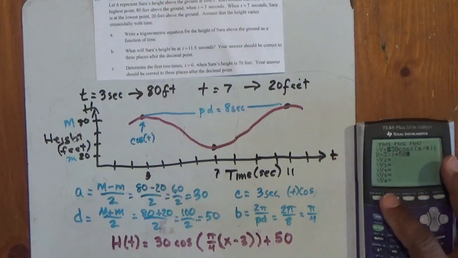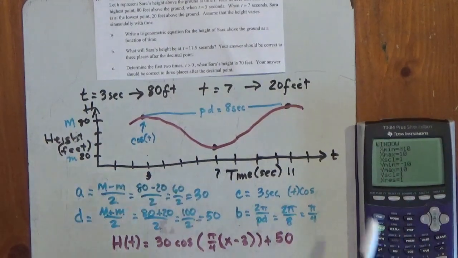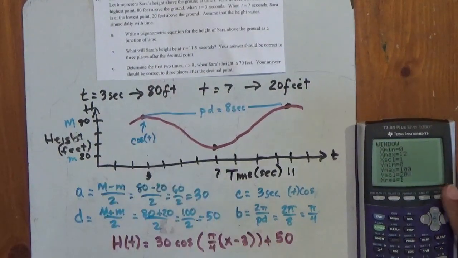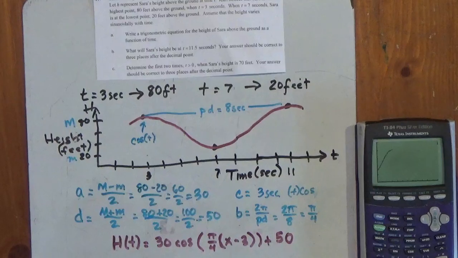Before I hit graph, I want to change my window to look like the window of whatever you sketched. And sketches haven't been a problem this year. X min is 0, X max 12, by ones. Y min is 0, and let's go to 100, and we went by 20s. And we see if we can get the graph.